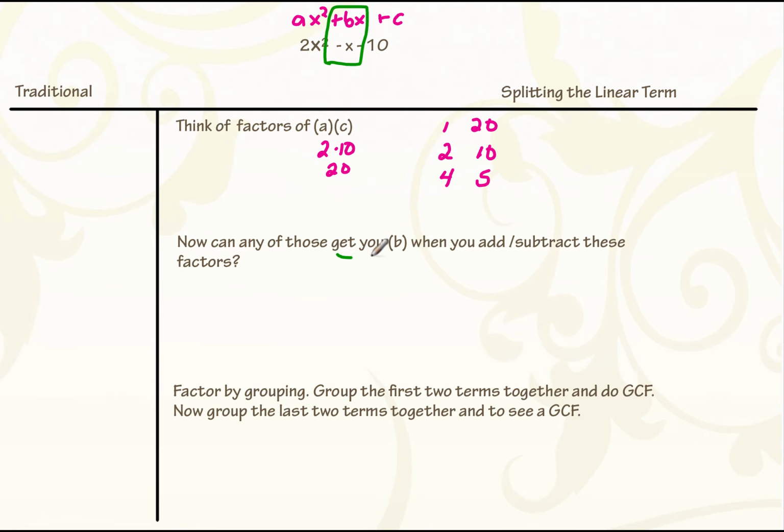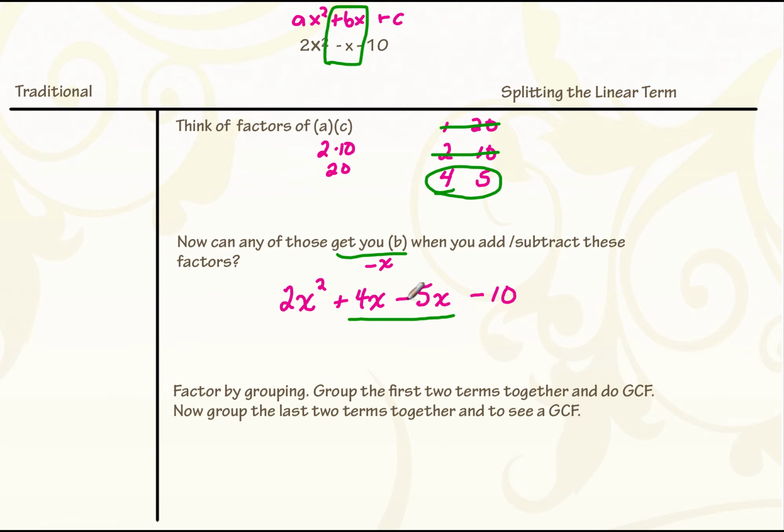Can any of these get b when we add or subtract them? Well, that's 21 or 19. That's 12 or 8. Hey, it's 4 and 5. So remember, I'm going to rewrite this now. 2x squared, and I have to write it as 4x minus 5x minus 10. Because remember, I want to get b, which happens to be negative x. So when I rewrite my middle terms, they're split. 4x minus 5x gets me that negative x.